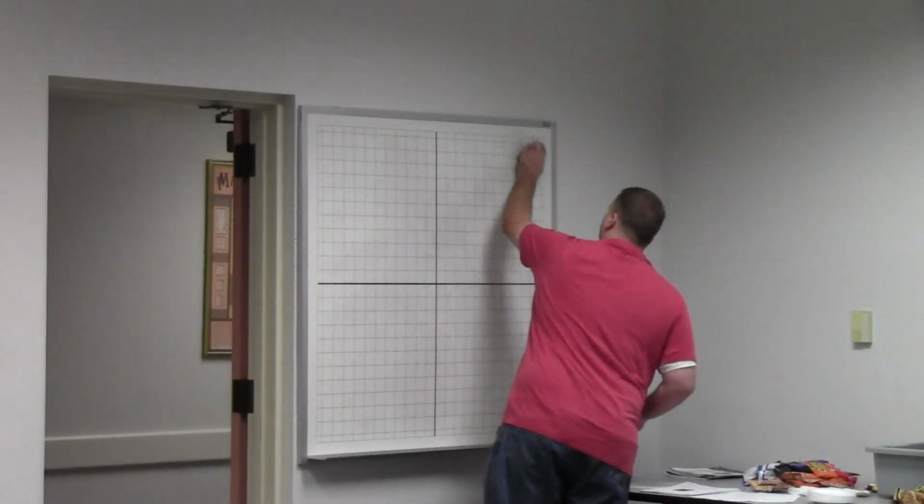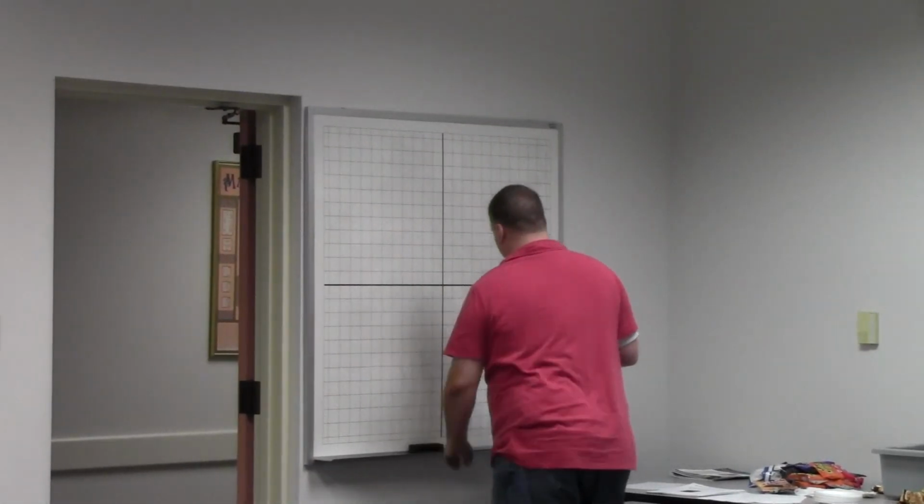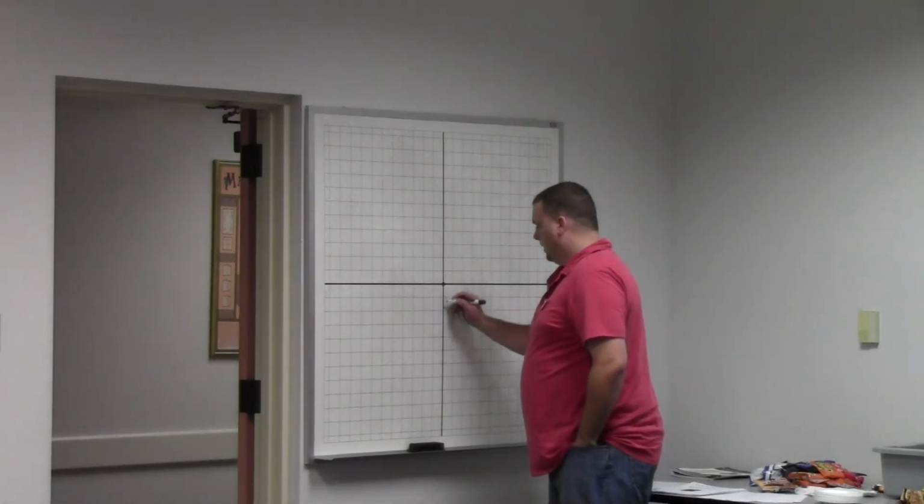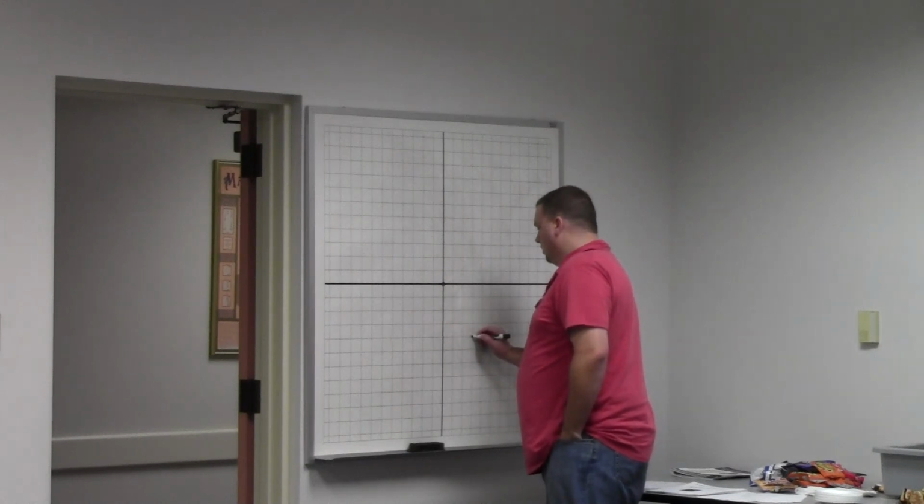All right, so let's graph it. What's my y-intercept? 0. And my slope is negative 4/3. So down 4. I'm going to go down 4, and over to the right 3.